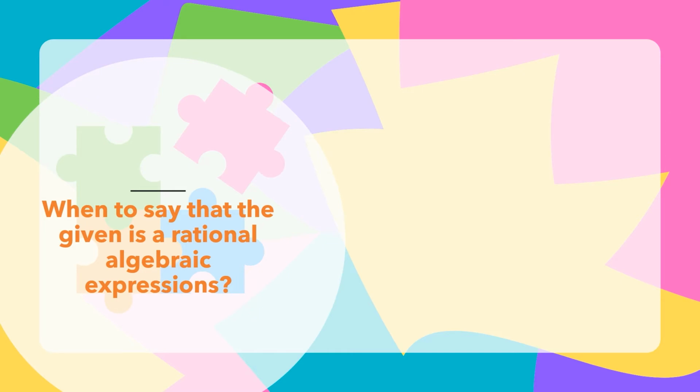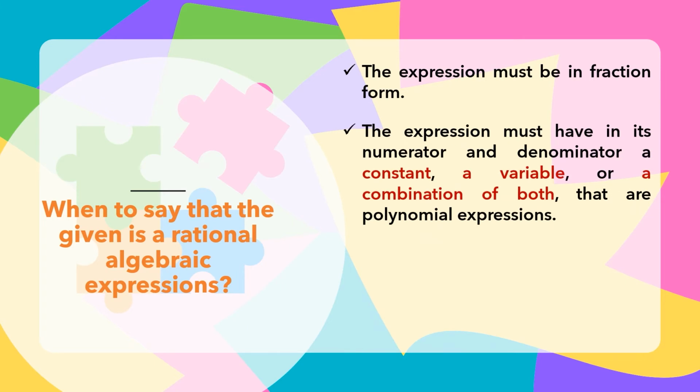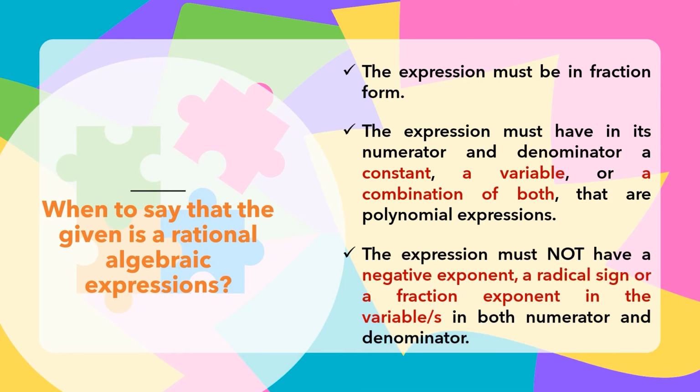When do we say that the given expression is a rational algebraic expression? Here are some tips in order for us to easily identify if the given is a rational algebraic expression. First, the expression must be in fraction form. Second, the expression must have in its numerator and denominator a constant, a variable, or a combination of both that are polynomial expressions. And third, the expression must not have a negative exponent, a radical sign, or a fractional exponent in the variable or variables in both numerator and denominator.